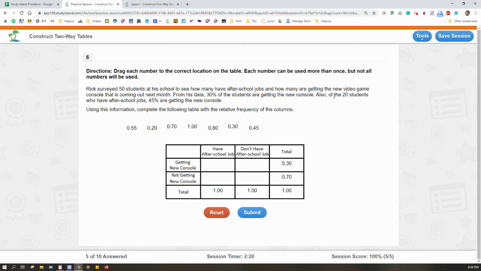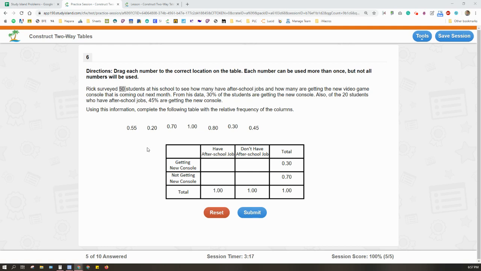And here it is. It says, of the 20 students who have after school jobs, so not 20% of the students total, but 20% of the students who have after school jobs, 45% are getting the new console. So 20 students out of 50 have after school jobs. Well, what percent is 20 out of 50?